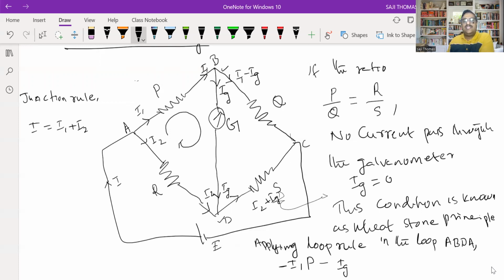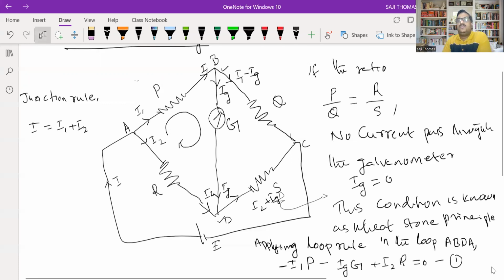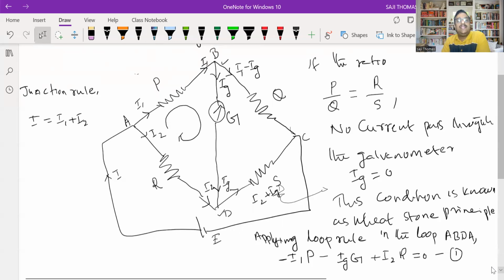So Ig into G, where G is the resistance of the galvanometer. Then I reach D. Now D to A, I travel opposite to the current direction, so plus I2 into R equals 0. This is equation number 1, applying the loop rule in the loop ABDA.